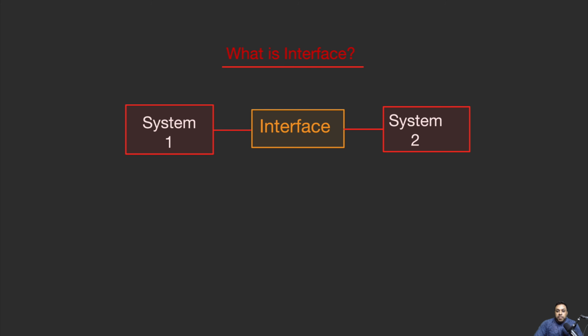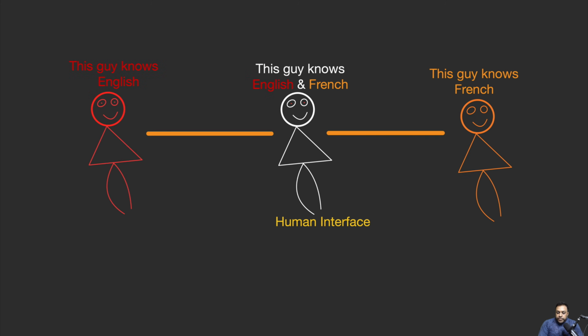We will see some example for better understanding. So here you can see this guy, he knows English, and this guy, he knows French. They want to communicate with each other. How are they going to communicate? They don't know the same language. So they have a language barrier. For that, we need a human interface who basically knows both English and French. So this guy will make the communication happen. That is why we will call him human interface.